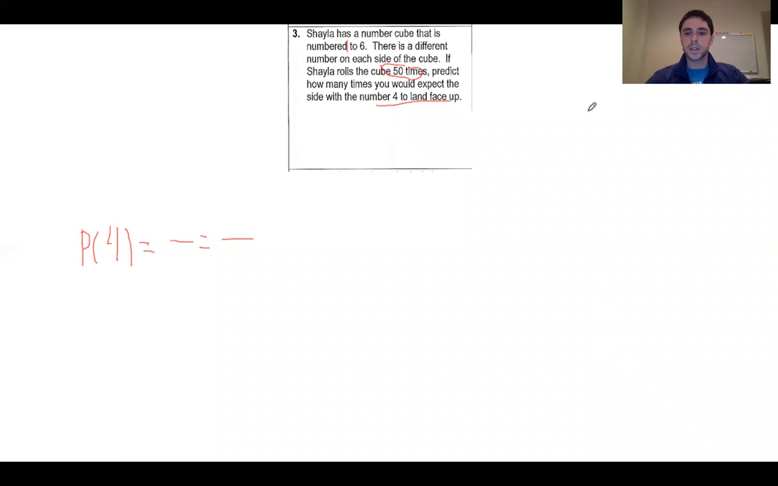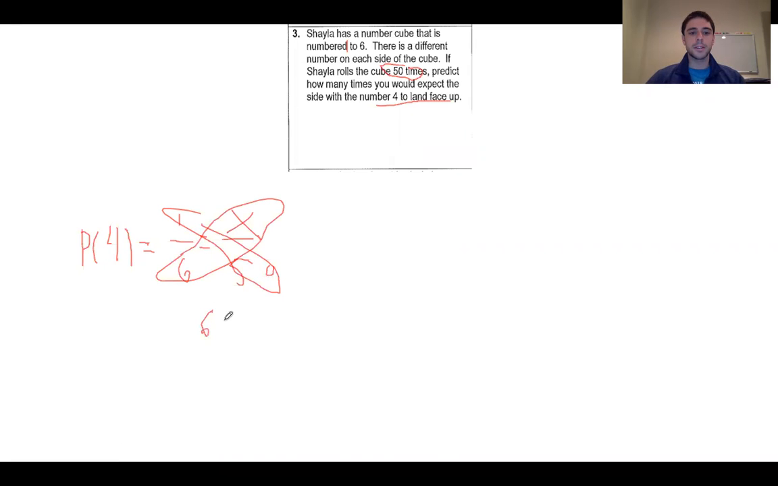Awesome. A bunch of us got it here. So we're going to get 1 over 6. Only one side of our cube has a 4 on it, so that's going to be 1 over 6. And we're going to set that equal to x over 50. We want to see how many times it lands on 4 in 50 total rolls. So once again, we're going to cross multiply, one of my favorite things to do.